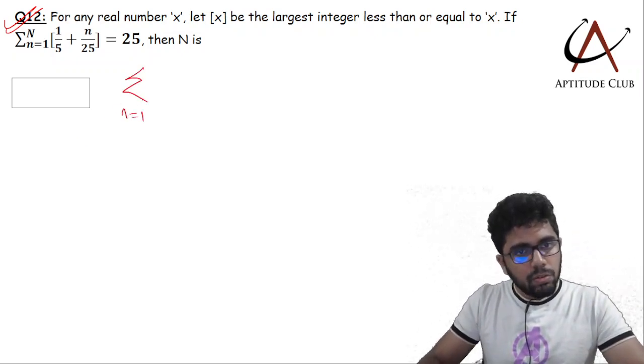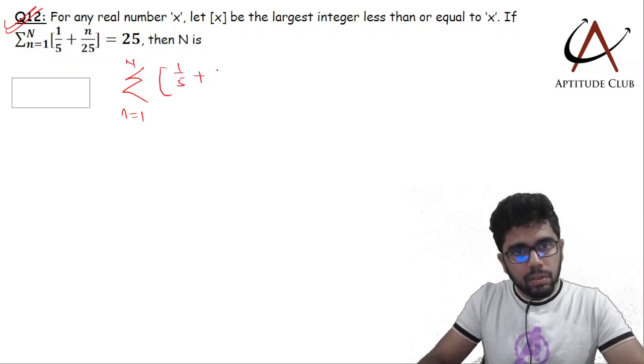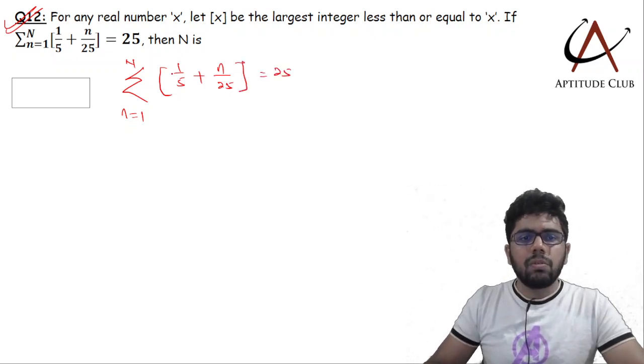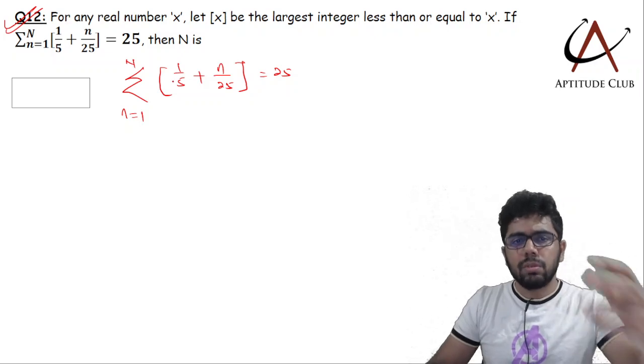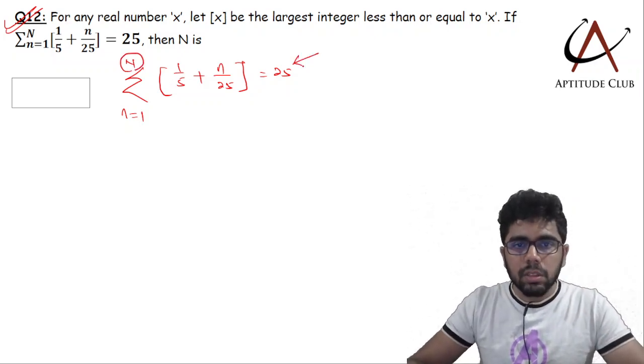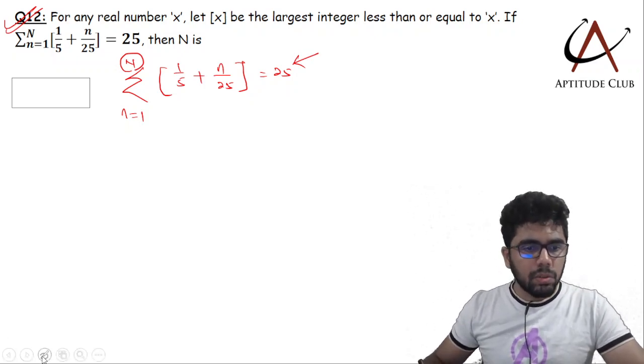So sum of n equals 1 till n, greatest integer of 1 by 5 plus n by 25, this should be 25. That means basically n को पहले 1 पुट करूंगा, फिर 2, then 3, then 4, then 5 and till कितना तक ऐसा n लेंगे such that this sum becomes 25. Now think about this.